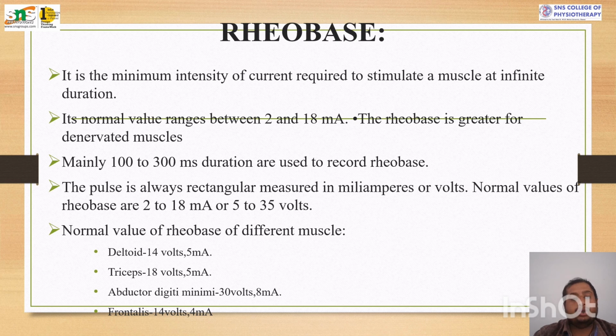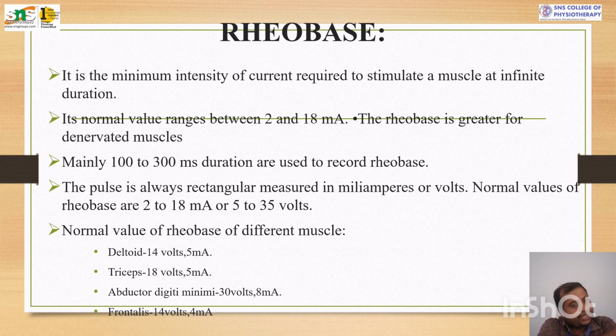Mainly 100 to 300 millisecond durations are used to record the Rheobase. The normal Rheobase values of different muscles are, for example, for the deltoid, around 14 volts. We already said it ranges between 2 to 18 milliamps. Then the current is 5 milliamps.